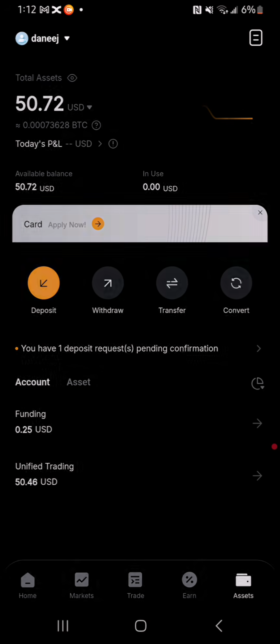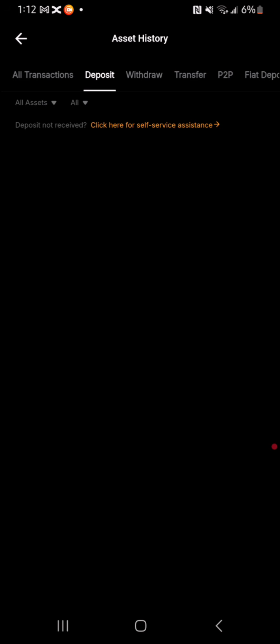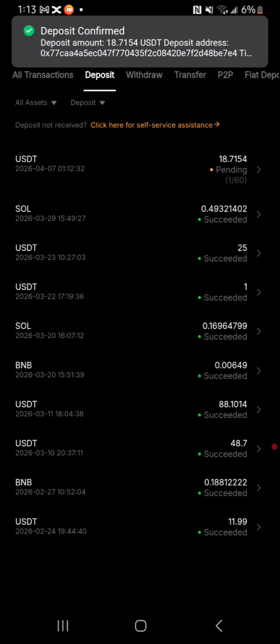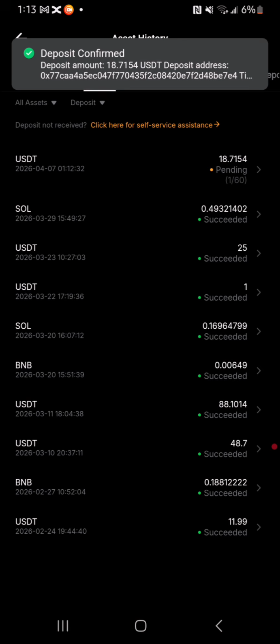And after a couple of minutes, the USDT was now available on our Bybit apparently, so it is now available to be utilized. So that is how it works.